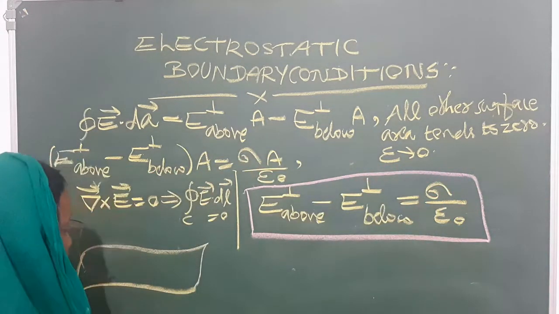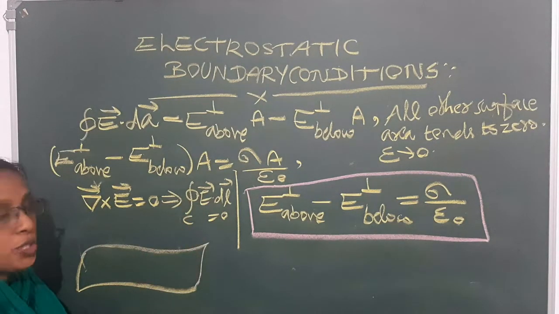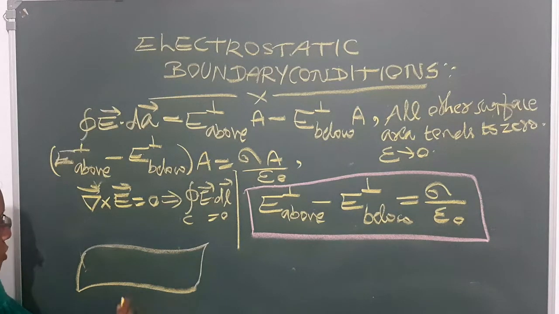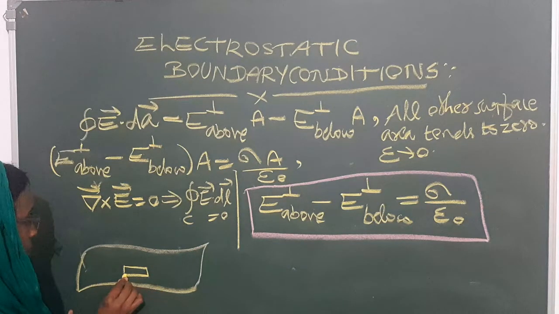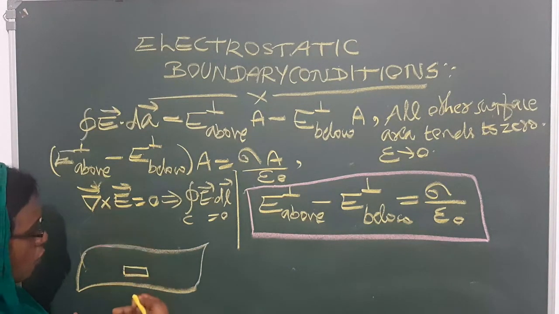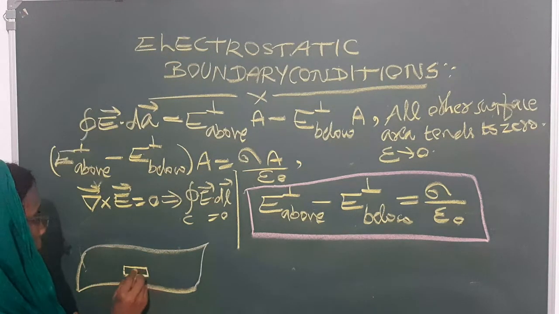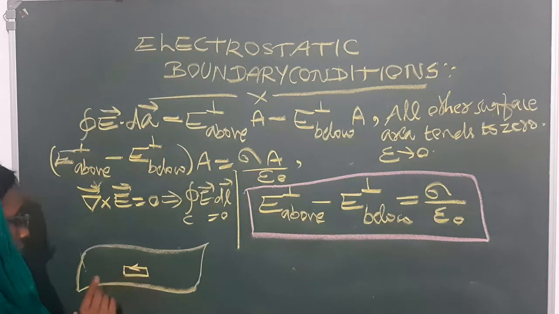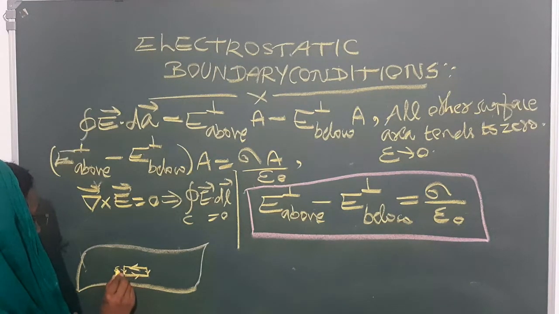And now this time we know that we have to apply the closed loop curl law. So for that I take a closed loop like this. This loop is crossing this surface, because this is the upper surface above, and this is the lower surface like this. This is epsilon.